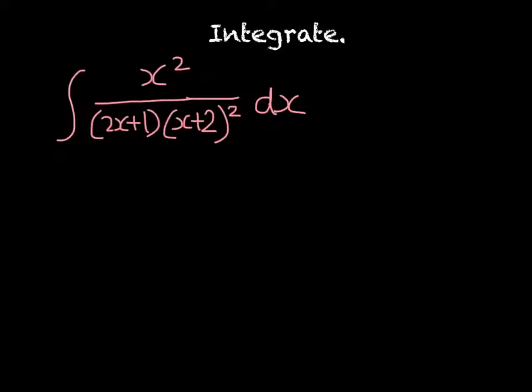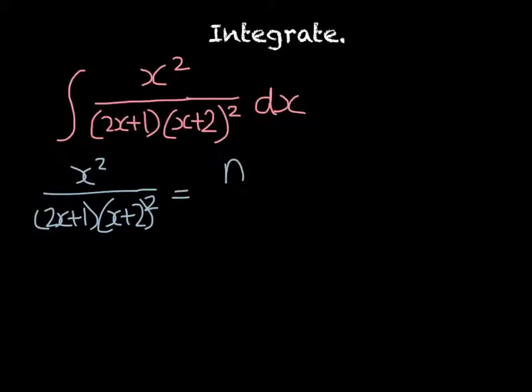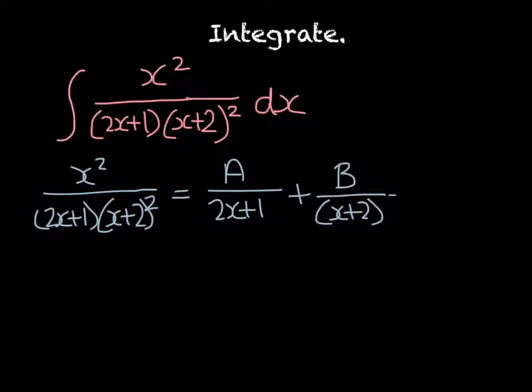Okay, so now if we look at this integral here, there's no way we can do it without using partial fractions. We see that the denominator has already been factored out for us. So we have a over 2x plus 1 plus b over x plus 2. And now remember that whenever you have a repeated term, you have to keep making new terms for it in your partial fraction expansion, so that we'll have a c over x plus 2 squared.